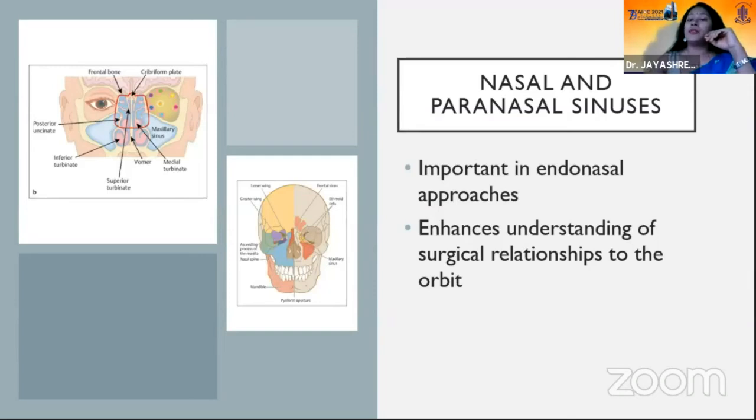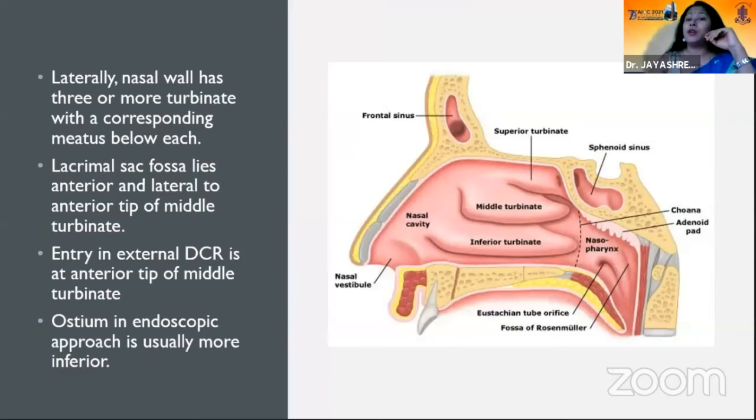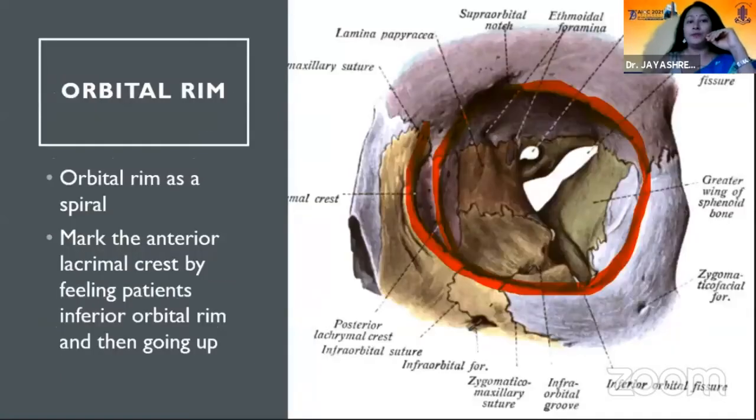Now, understanding of the nasal and paranasal sinuses enhances our knowledge of the surgical relationships, but it is more important when we are doing the endonasal DCR. Laterally, we have the turbinates, and when we are doing the DCR, it opens at the anterior lip of the middle turbinate. In case of the endoscopic approach, the ostium is a little bit more inferior.